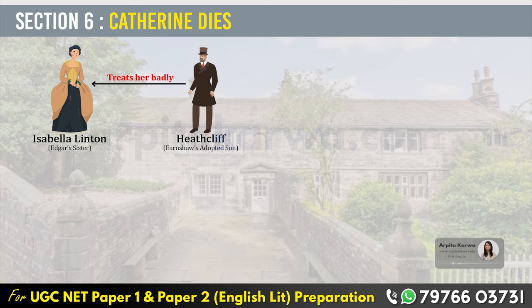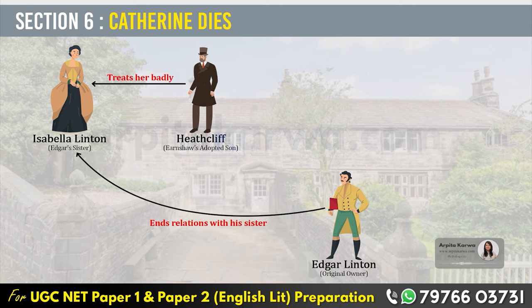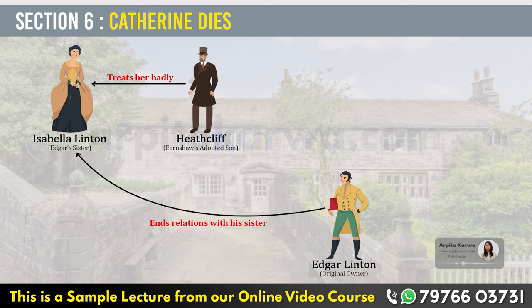Why? Because after her marriage to Heathcliff, Edgar ended their relationship of brother and sister. And because Edgar was insecure that through Isabella, Heathcliff might want to take over his property in Thrushcross Grange, he broke all ties with his sister.